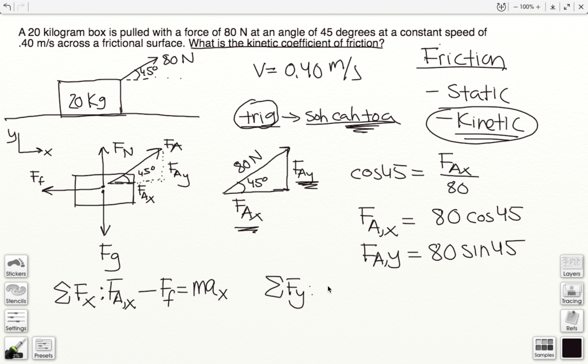Now in the y direction, we've got three forces. We have F-A-Y plus F-N minus F-G equals M-A-Y.